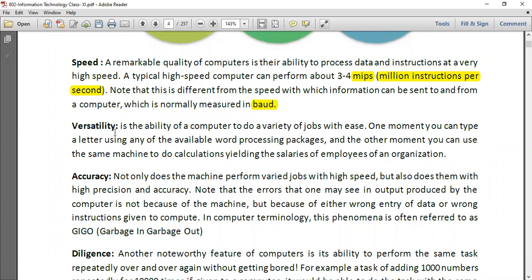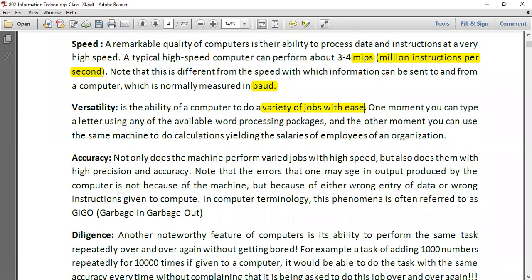Secondly, computers are versatile machines, means they can do a variety of jobs very easily, right? With ease. Fine. So like you can do multiple jobs on one computer. You can do some word processing work, like if you're typing something, right? You can also create spreadsheets for calculations. You can also listen to songs. You can also watch movies. So a variety of things can be done on one computer. Right? That is why we call a computer a versatile machine.